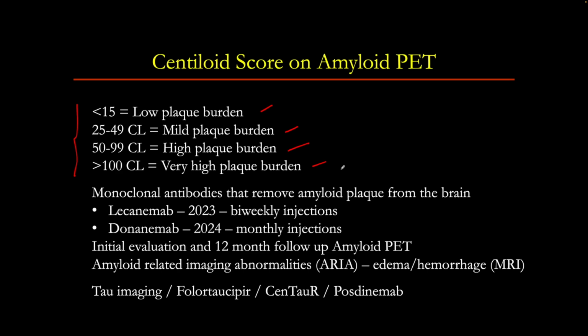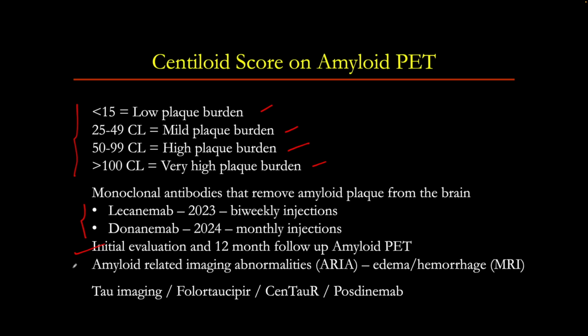We now have two treatments, monoclonal antibodies that remove amyloid plaque from the brain. These were approved in 2023 and 2024. These are given as bi-monthly or monthly injections. And amyloid PET is performed for initial evaluation and 12 months follow-up after these treatments.